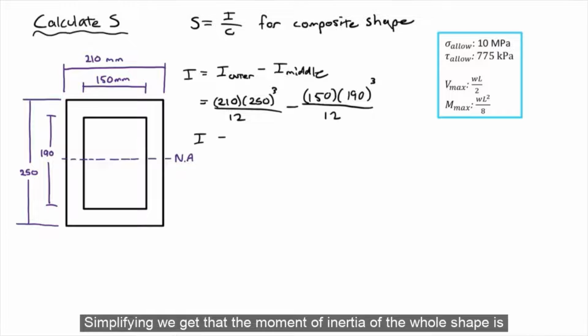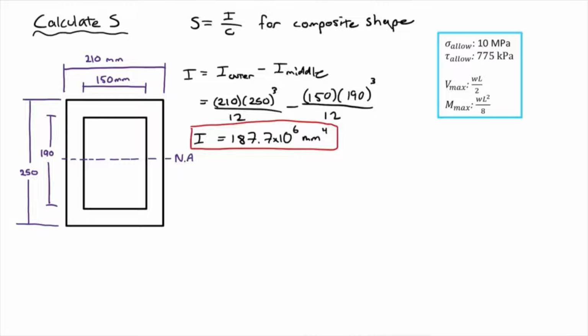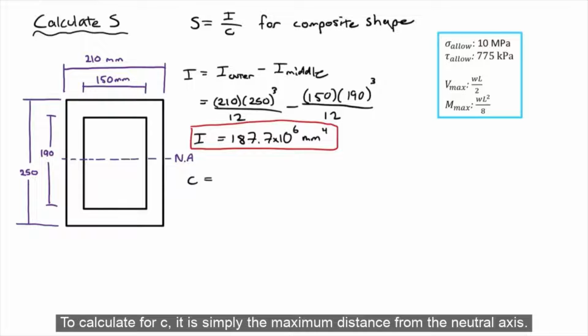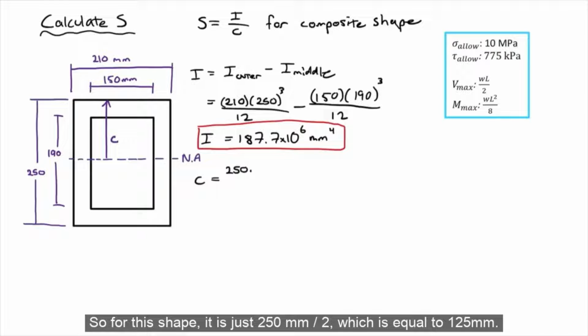Simplifying, we get that the moment of inertia of the whole shape is equal to 187.7 times 10 to the 6 millimeters to the power of 4. To calculate C, it is simply the maximum distance from the neutral axis, so for this shape it is just 250 millimeters divided by 2, which is equal to 125 millimeters.